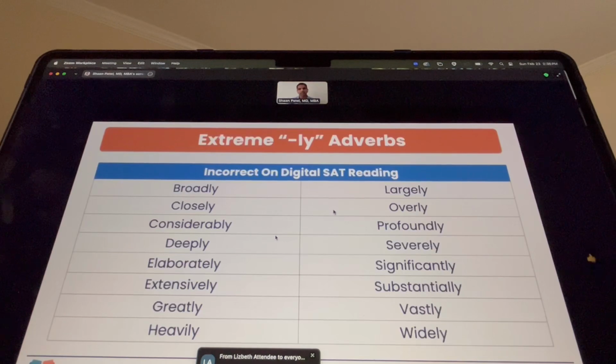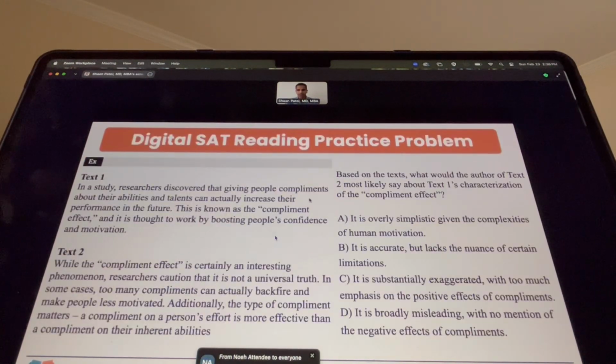So how do we apply this to digital SAT practice problems? Well, what do you guys notice about answer choice A in this digital SAT reading practice problem? Anyone notice anything about answer choice A? Yeah, it has the extreme ly adverb overly, so answer choice A is going to be incorrect. What do you guys notice about answer choice C? Answer choice C has the extreme ly adverb substantially, so answer choice C is going to be incorrect. What do you guys notice about answer choice D? It has the extreme ly adverb broadly, so answer choice D is going to be incorrect. So what is our answer? It is B. Very nice, guys.